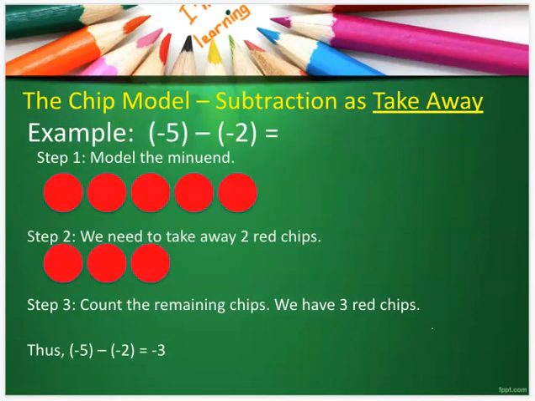What if we have negatives? So we have a negative 5 as our minuend, so I model that. Now I want to take away negative 2. That's fine because I have 2 red or negative chips that I can take away. So I take those away, and I'm left with 3 red chips. So negative 5 minus negative 2 must be negative 3. Some of you have an algorithm or a procedure that you're used to that you feel comfortable with, and you can check and make sure that that's still the correct answer.